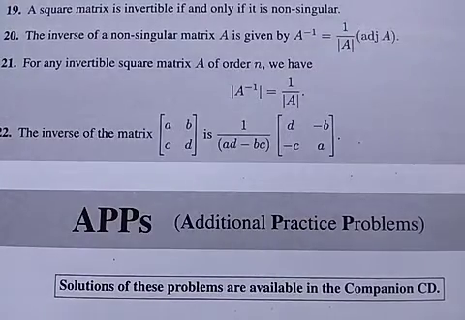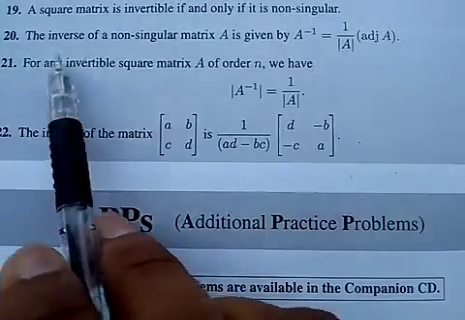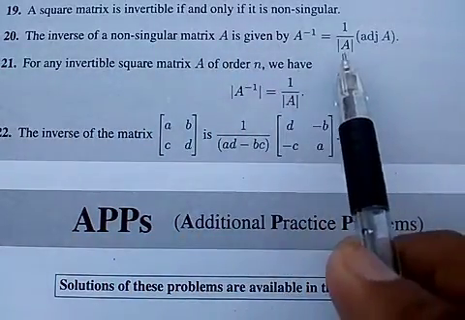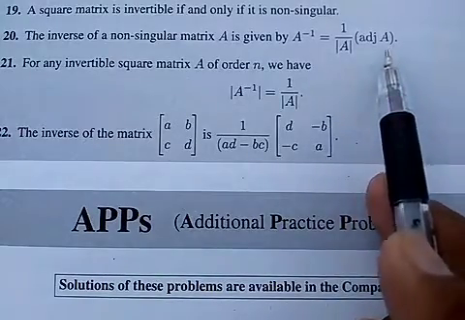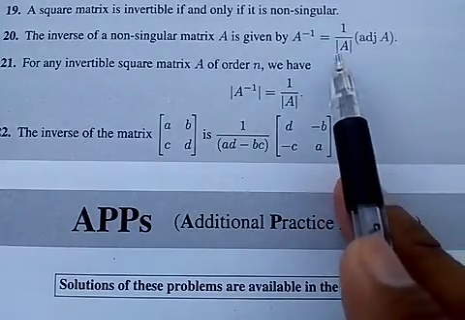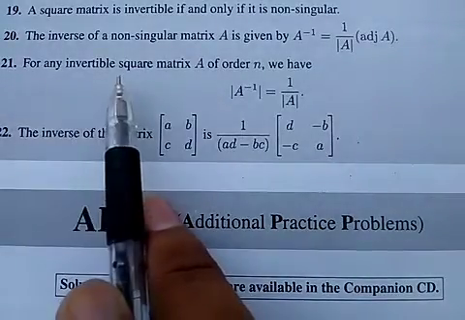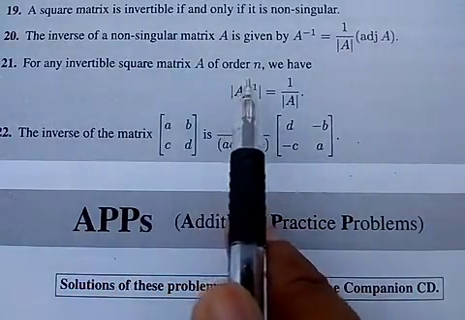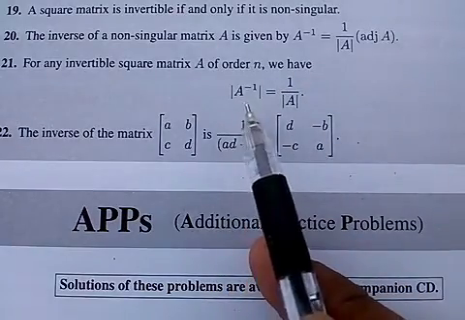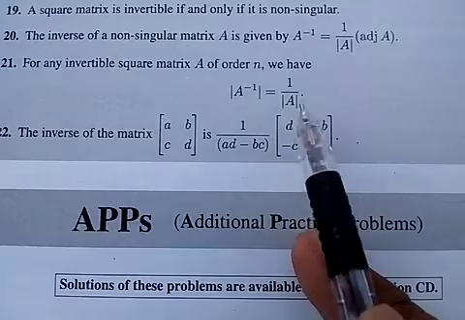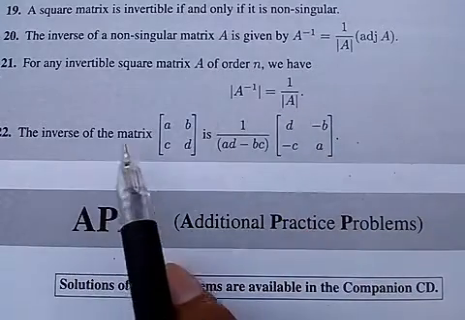Now we will discuss inverse of a matrix. The inverse of a non-singular matrix A is given by A inverse equal to adjoint of A upon determinant of A, where determinant of A not equal to 0. For any invertible square matrix A of order n, we have determinant of A inverse equal to 1 upon determinant of A.